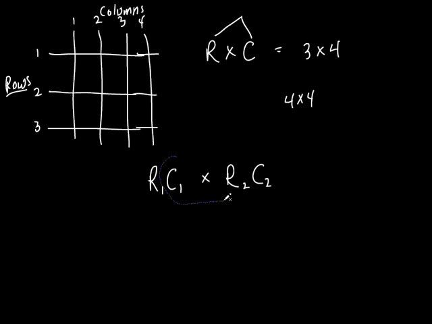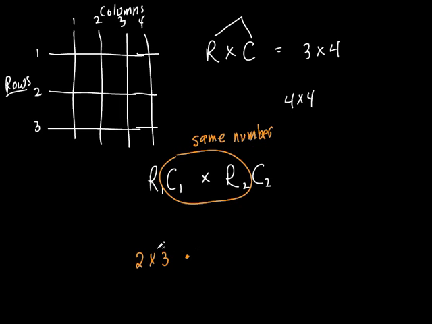Look at this. You look at the 2 middle ones. If they are the same number, then you can multiply them together. If these 2 are not the same number, then you can't multiply them together. Let's do an example. Let's say you have a 2 by 3 matrix, and you wanted to multiply it.